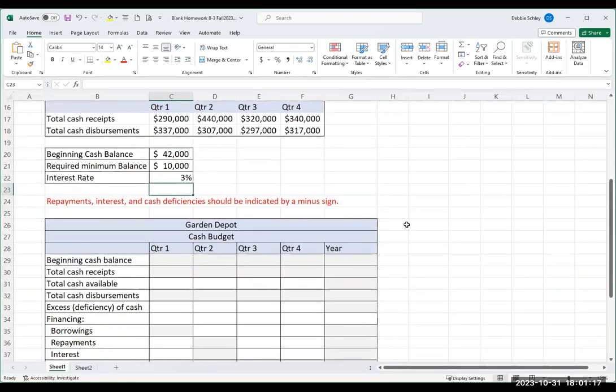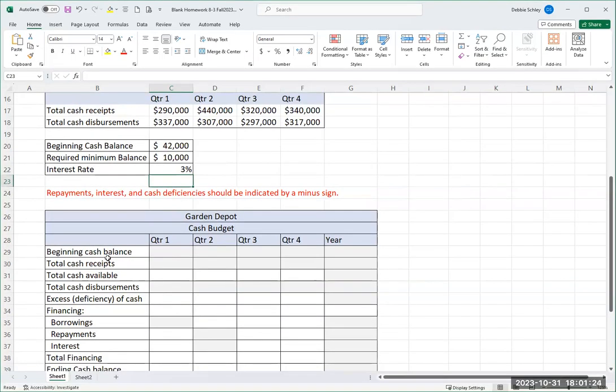Okay, so now I've got to figure out what to do with all this data. So in a cash budget, remember each of these columns represents a quarter. And then this final column is the year column. And again, with like the last assignment, some of these columns will add across and some of them will not.